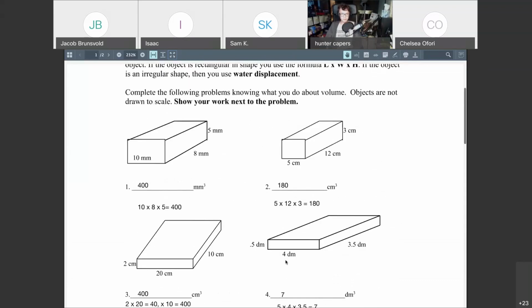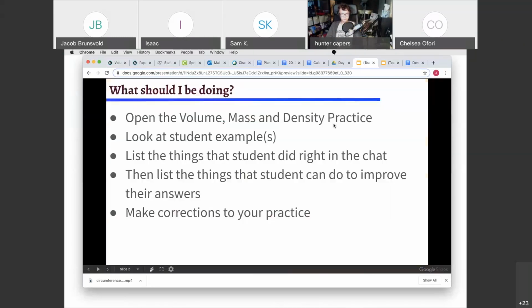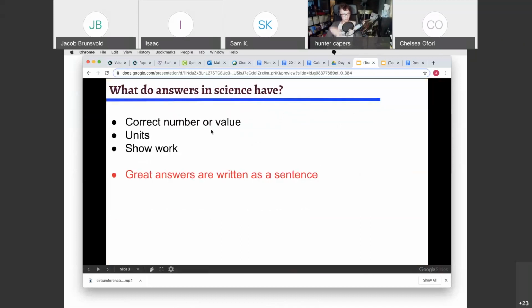So let's start kind of at the beginning. What do we think about this first answer? What looks good about it? Go ahead and type it in the chat. Here, real quick, let's review. What should you be commenting on as far as his answer goes? Well, you should let me know if he has the correct number or value. That's important. You should let me know if he put the proper units on there. It seems like most of these already had units on there, so you shouldn't have to worry about that. And then, is the work that he showed correct?